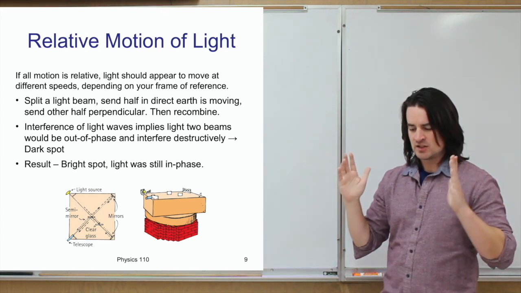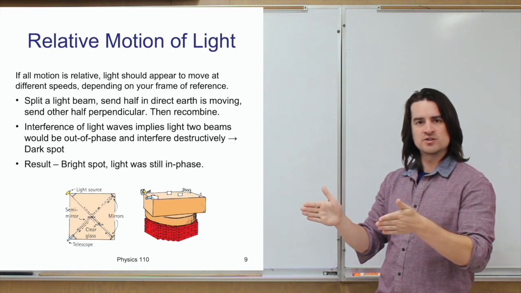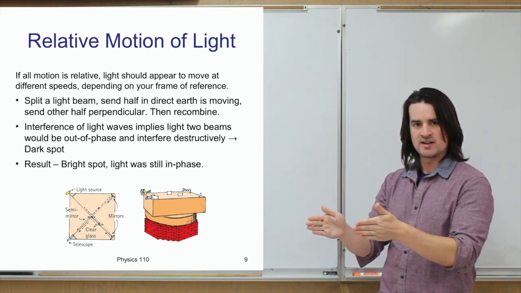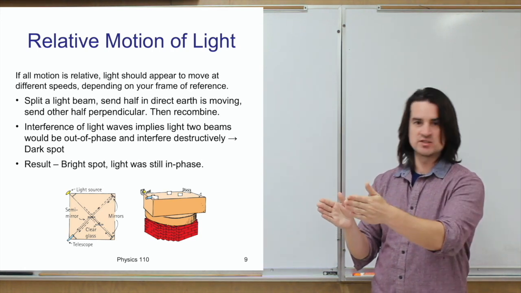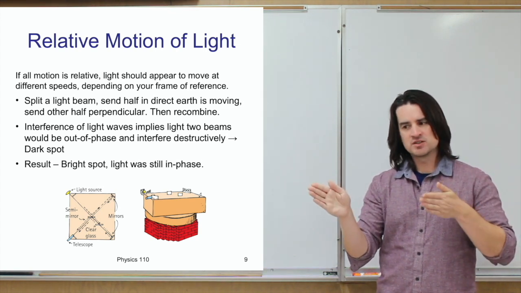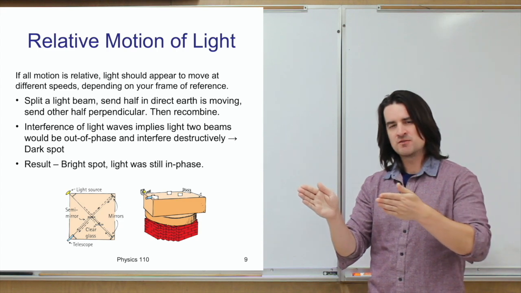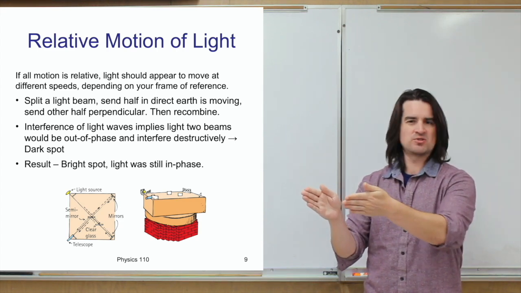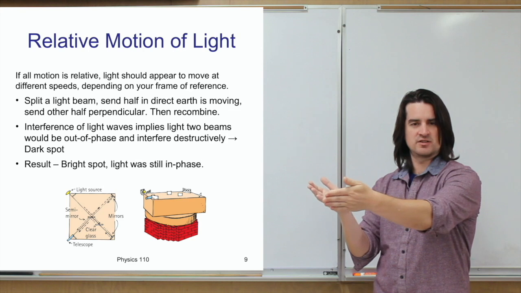Just as if you're driving two cars parallel down a highway. One might be going 70 miles an hour, one might be going 60 miles an hour, but relative to the one going 60, the one going 70 only looks like it's going about 10 miles an hour relative to this car, right?